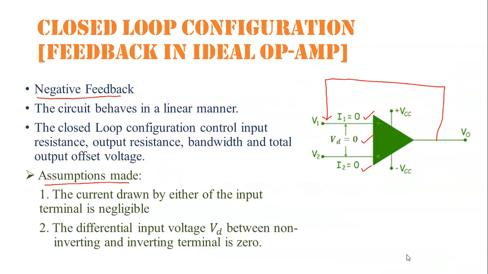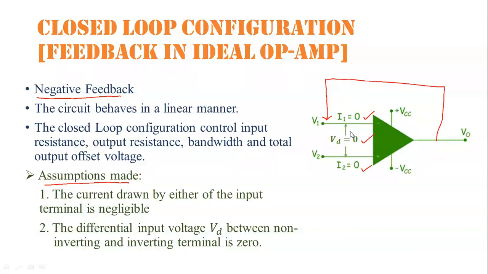Like I said, we are going to utilize negative feedback in the circuit, which will behave in a linear manner. Why? Because with negative feedback, the closed loop configuration controls input resistance, output resistance, bandwidth and offset voltage. These are the considerations for going for negative feedback.